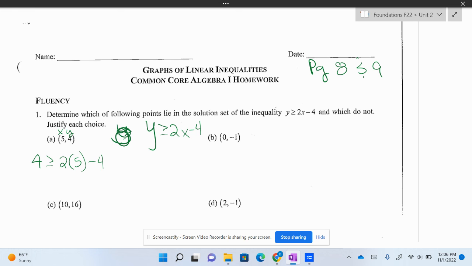So what is 2 with a 5 in parentheses equal to? Yeah, that's 2 times 5 is 10. What is 10 minus 4? So is 4 greater than or equal to 6? No, that's not true. It is not a solution. You are doing it right. You got it.